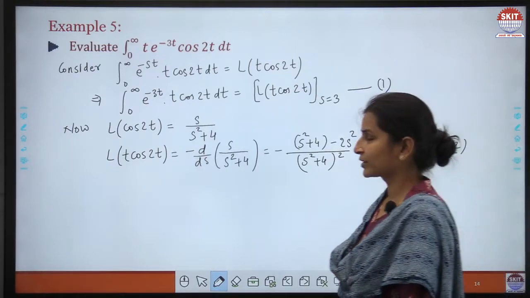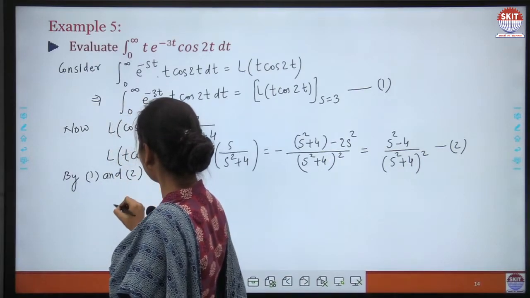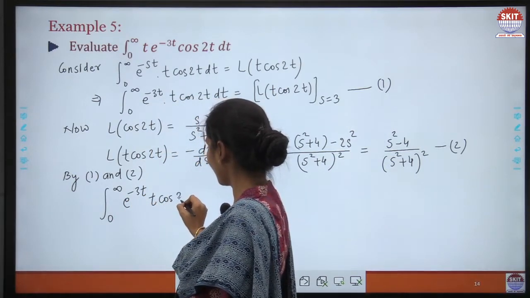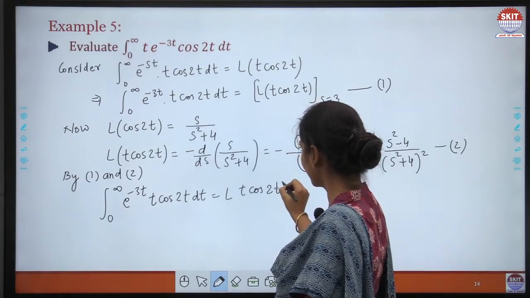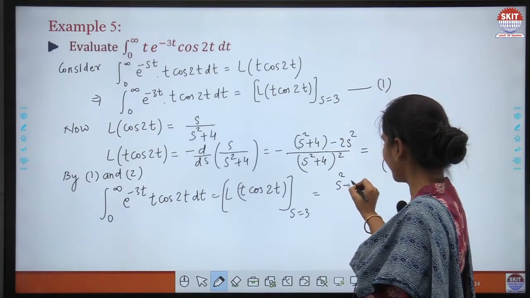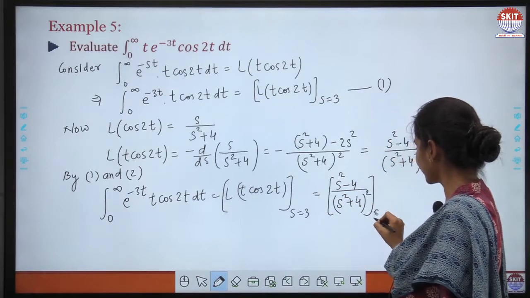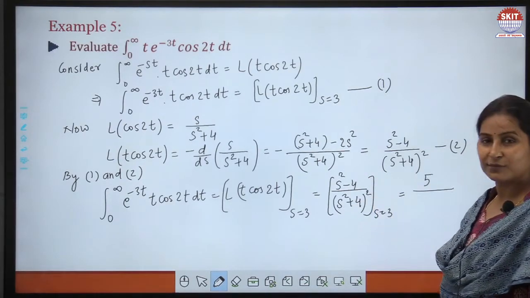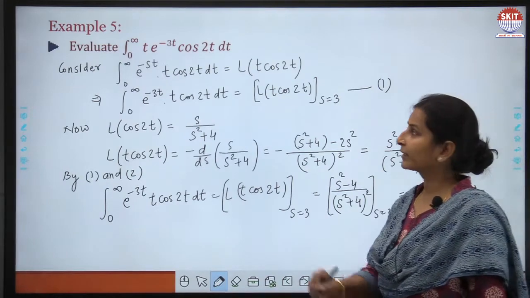Now you can compare these two equations together, and so by 1 and 2 I can find out the value of this integral 0 to infinity e to the power minus 3t t cos of 2t and dt. This is equal to Laplace of t cos of 2t, where I have to replace s by 3. So I get (s square minus 4) upon (s square plus 4) whole square with s replaced by 3. So that gives us 9 minus 4, I have 5, then 9 plus 4, 13 square is 169. So we have evaluated again this definite integral.